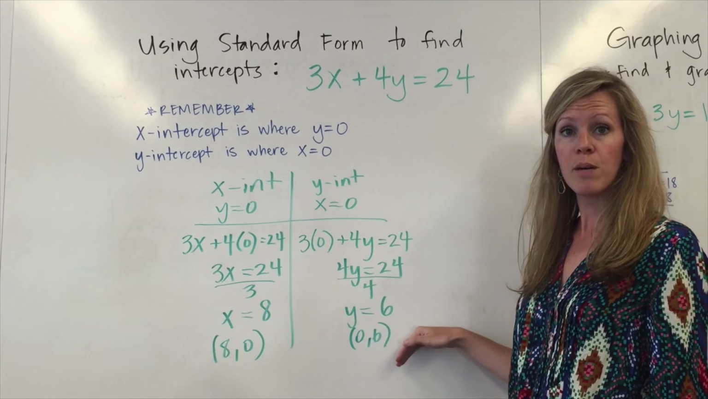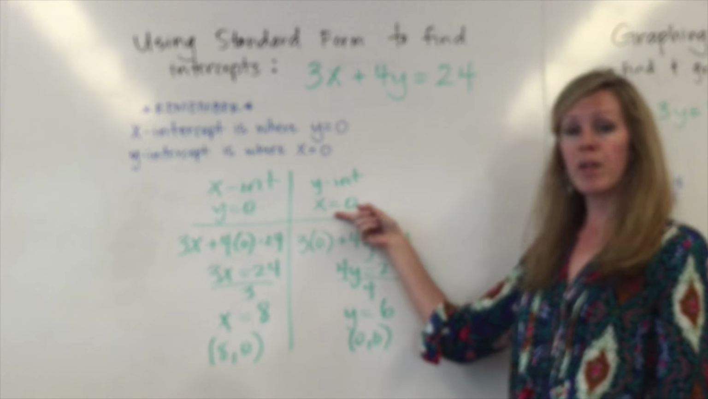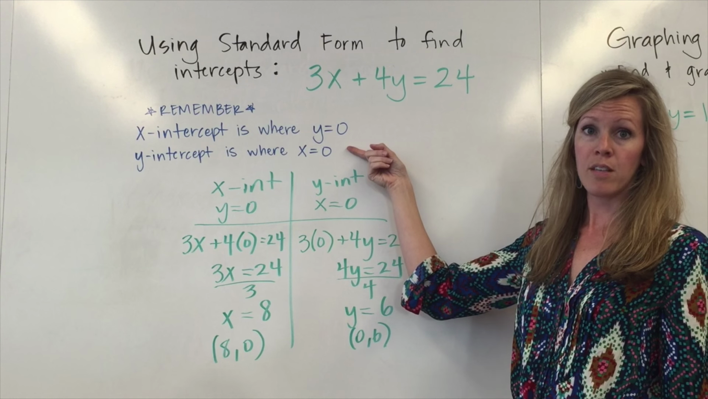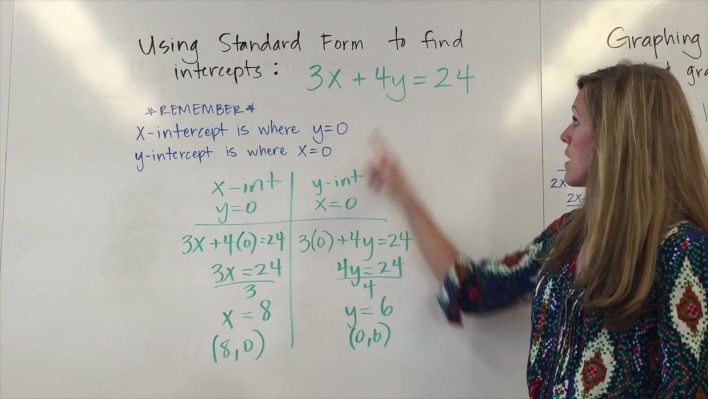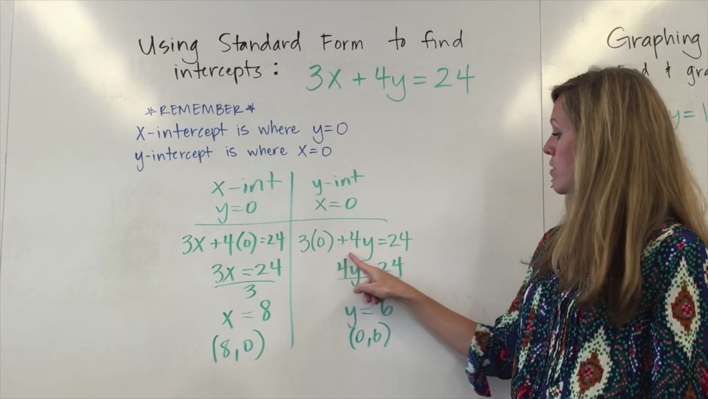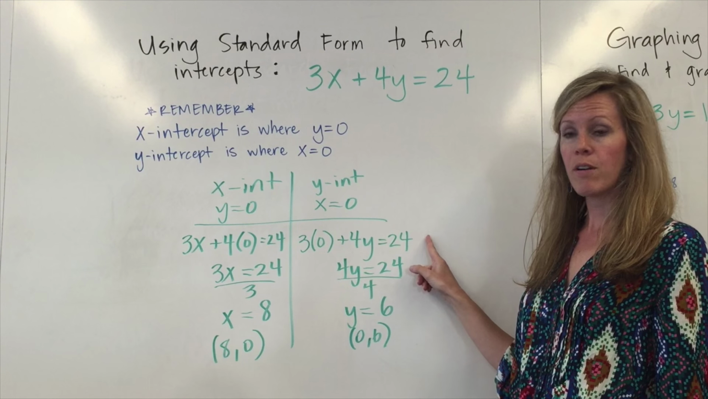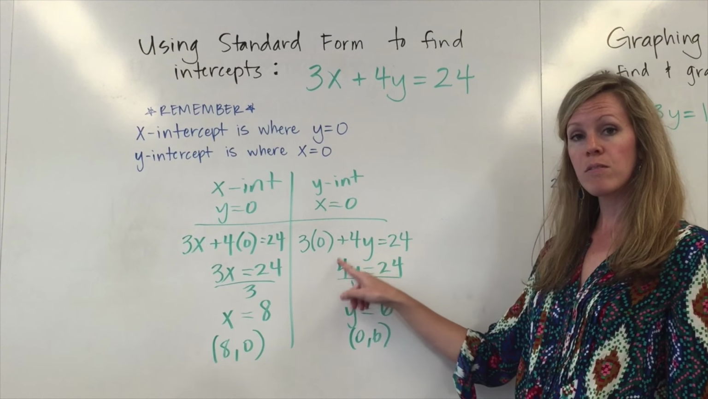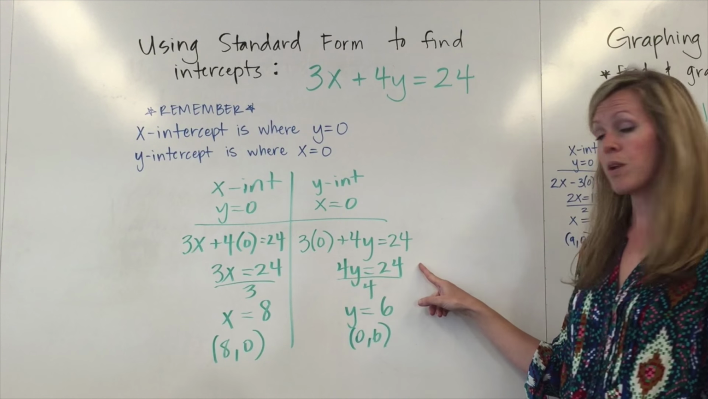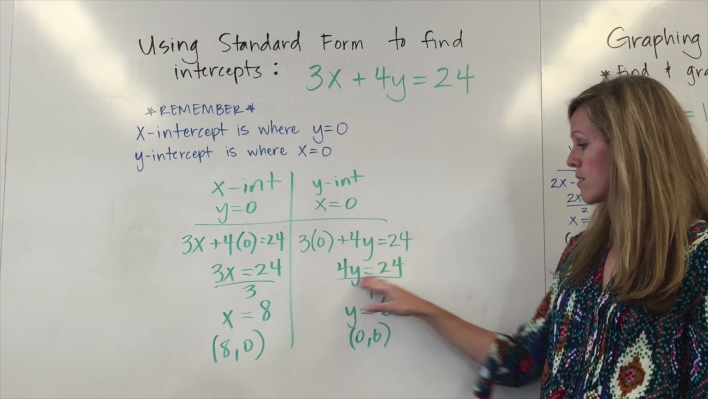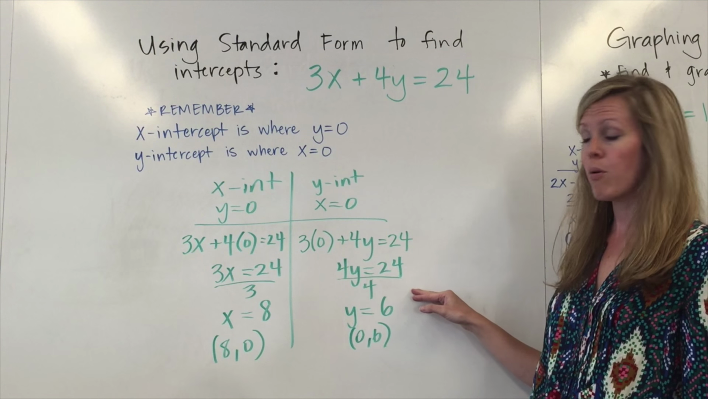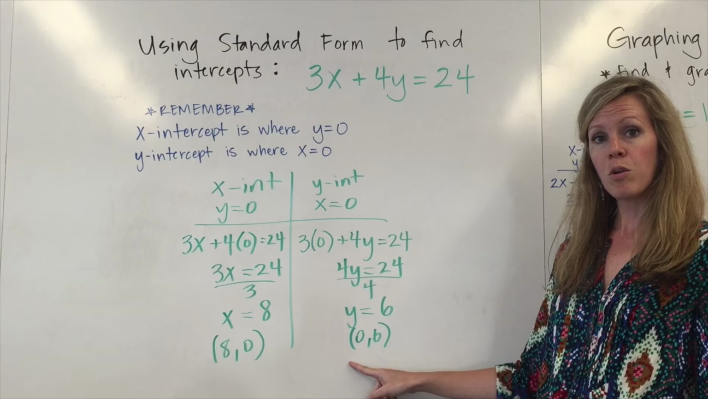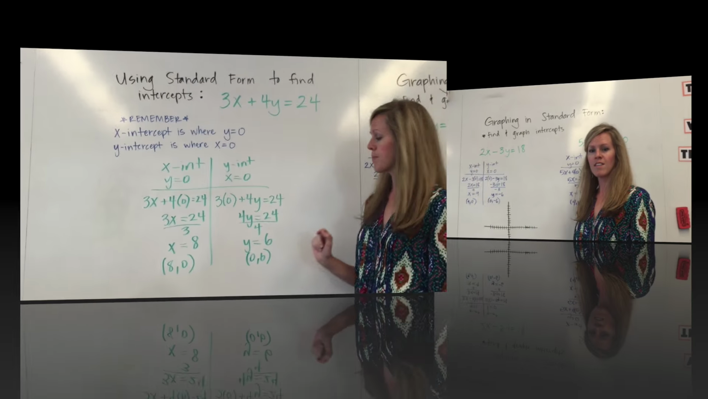To find the y-intercept, we do the same thing, but now we're plugging in 0 for x, because we remember that the y-intercept is where x equals 0. 3 times 0 plus 4y equals 24. 3 times 0 is 0, plus 4y just leaves us with 4y equals 24. We divide both sides of our equation, or everything, by 4, and we come out with y equals 6. If you want to write that as an ordered pair, that's 0, 6.